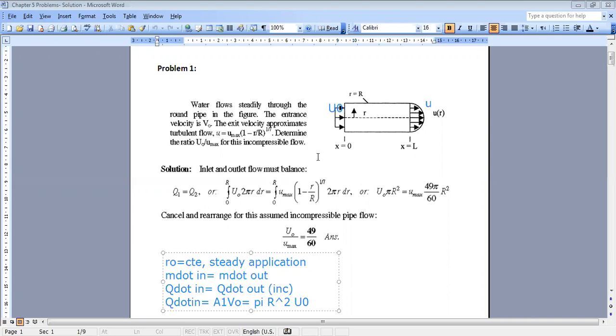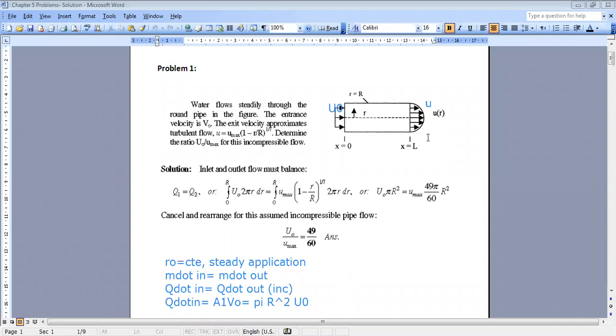Okay. Now, the second step is to find the flow rate at the exit, Q dot out. Why is it a little bit challenging to find Q dot out? Because you have a variable velocity profile. And when you have a variable velocity profile and you want to find the volumetric flow rate, then think about integration.